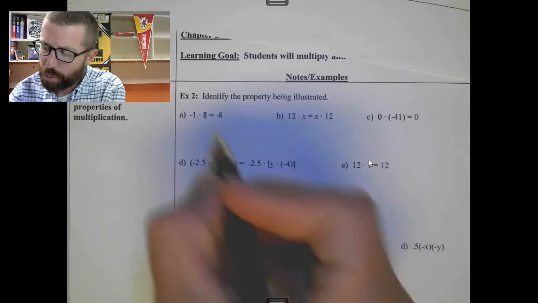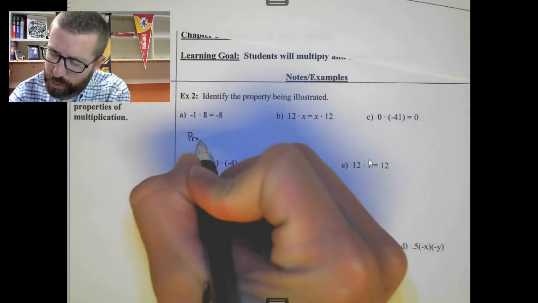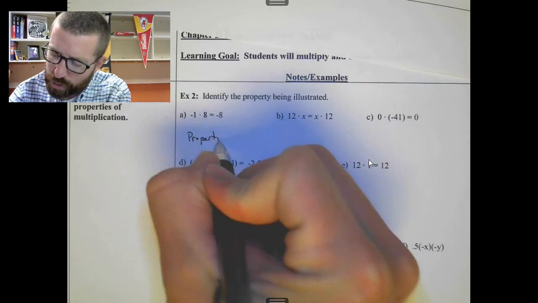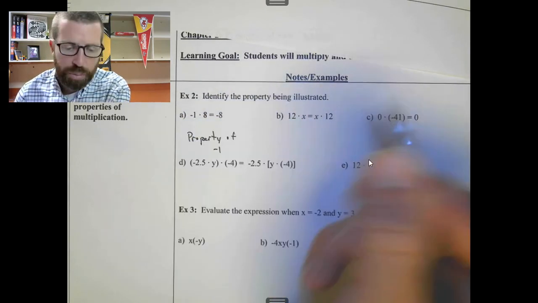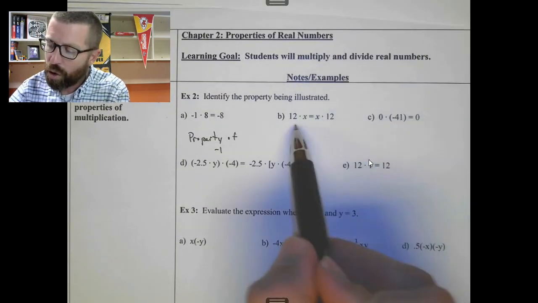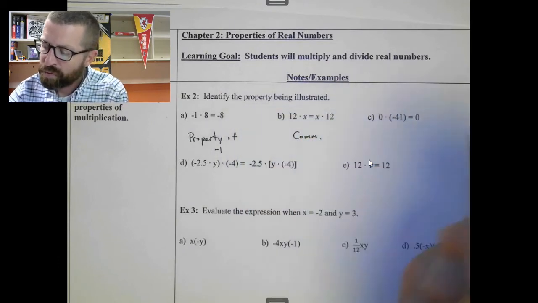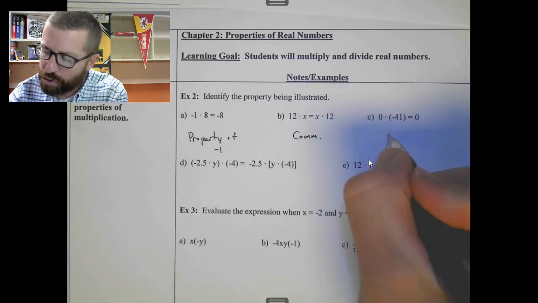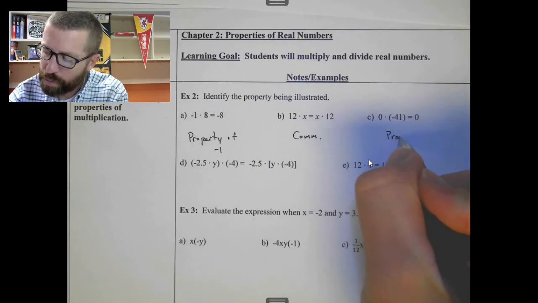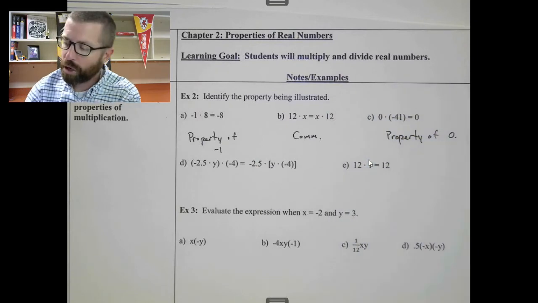So here we multiply by negative one, that's the property of negative one. And I would pause the video and try to work these out on your own. Here, order doesn't matter, so that's the commutative property. This is the property of zero. Actually, we'll call it the zero product property.